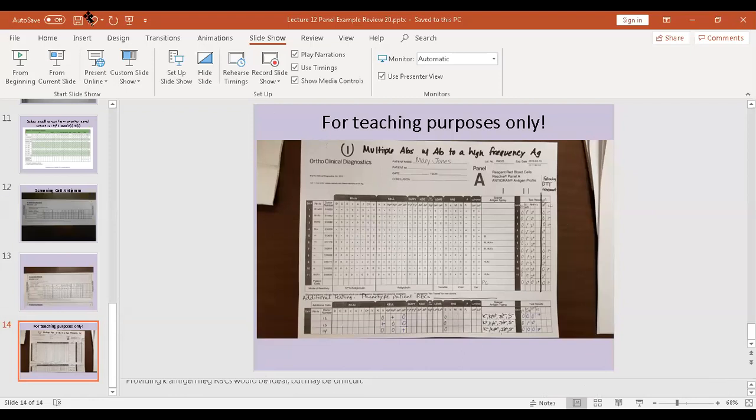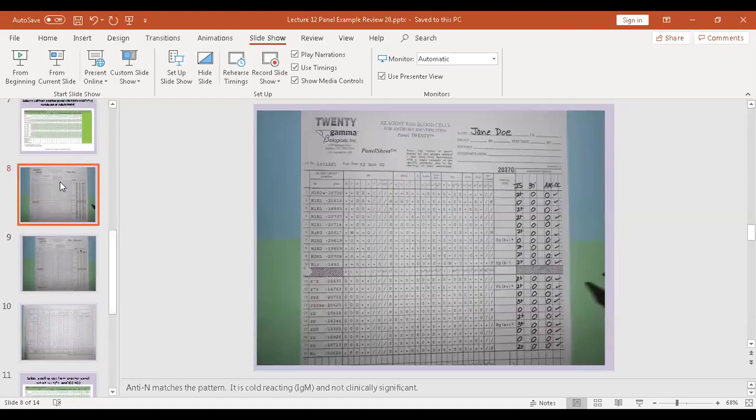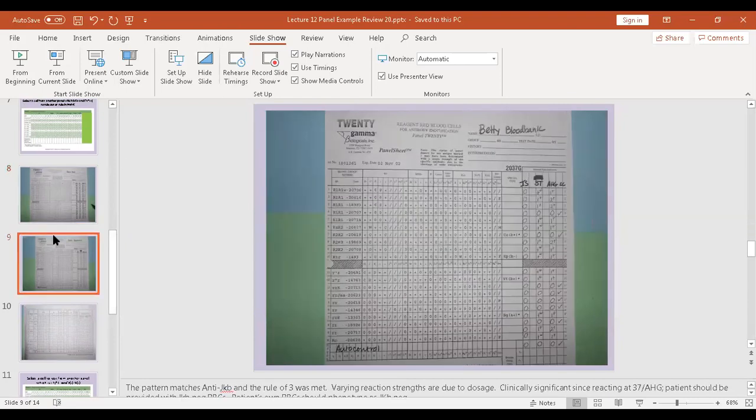All right, everybody, so that concludes all of our discussion about panels and identification of antibodies. So you do want to move on and do some practice panels. Remember, in this PowerPoint, there are two that you can do, Jane Doe and Betty Blood Bank. And you can do them in one of two ways.